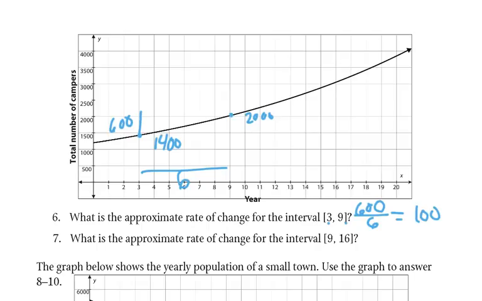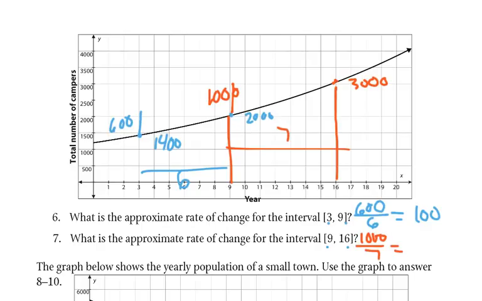Okay, easy enough, right? Then we do it for 9 to 16. So 9 would be up there about 2,000, 16 would be up here at about 3,000. So vertical change of 1,000 and a horizontal change of 7. So 1,000 over 7 would give us about 142.85, but because campers are people, so probably 143.